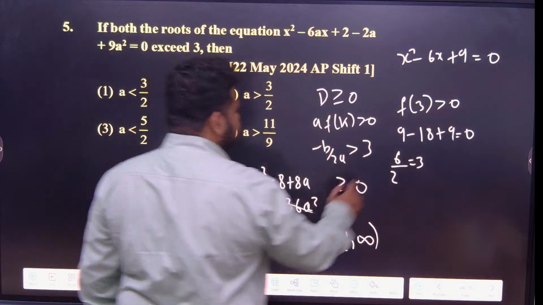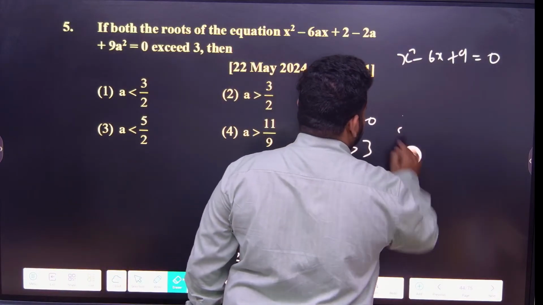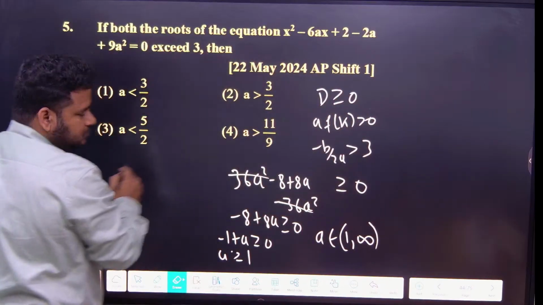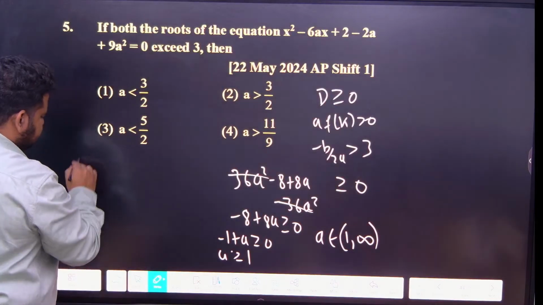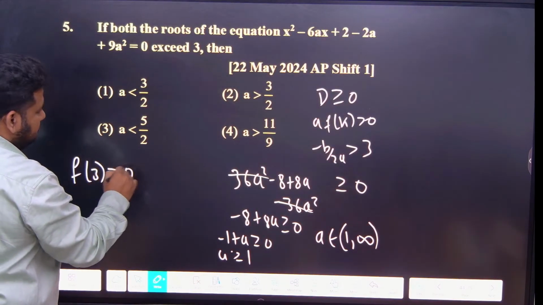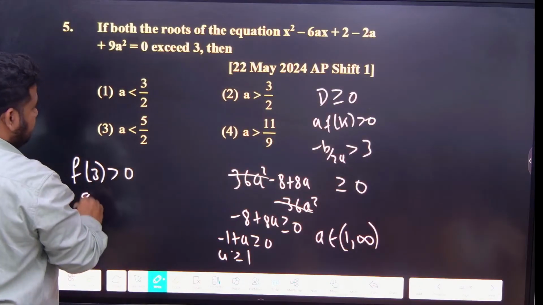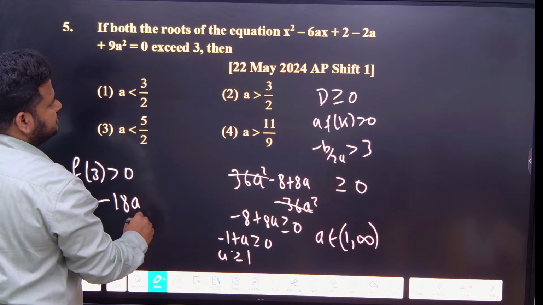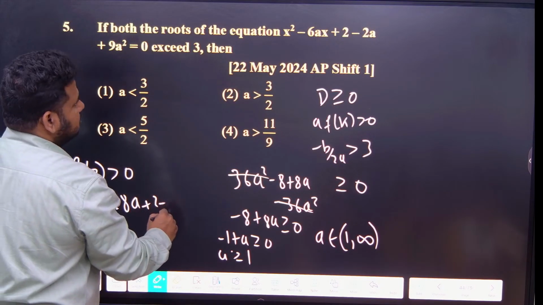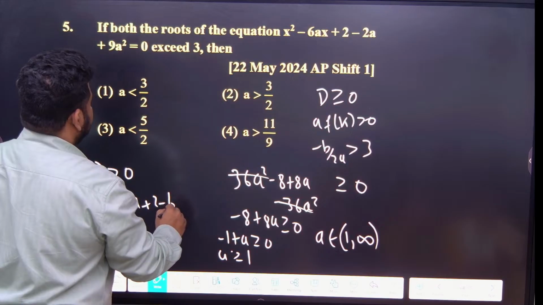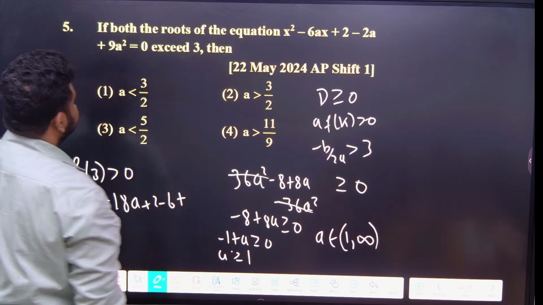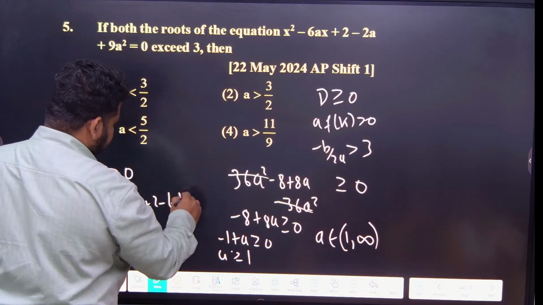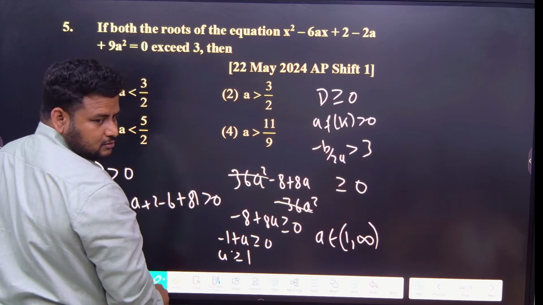Now take the same equation. Instead of taking this, what you will do? You will take f of 3 for this equation itself. So f of 3 for this equation, when you take it, what happens? F of 3 should be greater than 0. For this equation, this will become what? 9 minus 18a, what is this? Plus 2 minus 6. Okay, plus 9a square. 9a square is what? 3 square is 9. 9 nines are 81. Okay, this is greater than what?